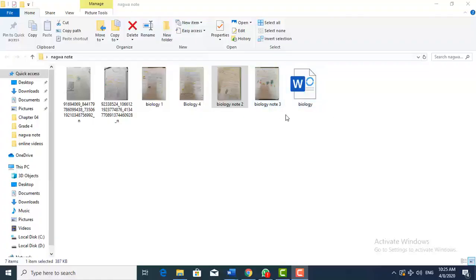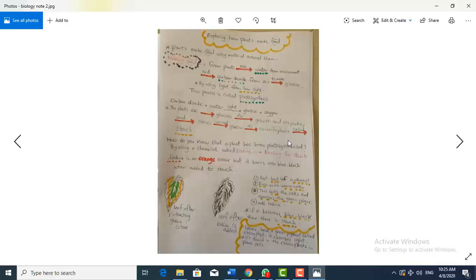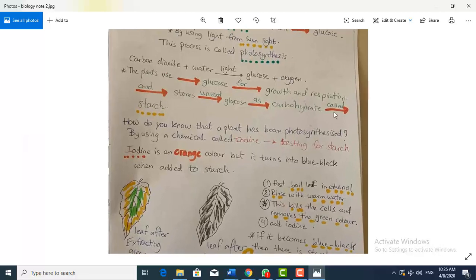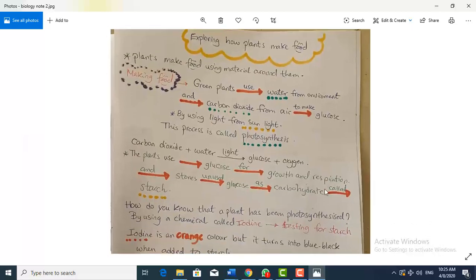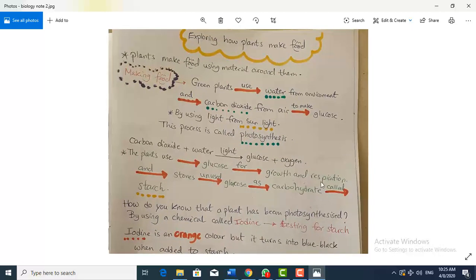Good morning, everyone. We're going to continue the biology for grade 8, so let's get started. For today's lesson, we're going to start with exploring how plants make food.